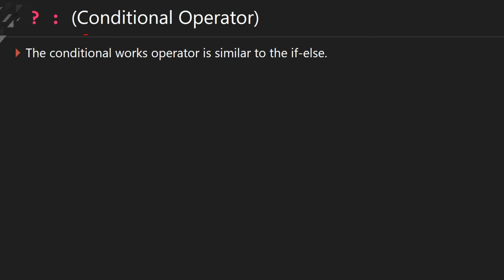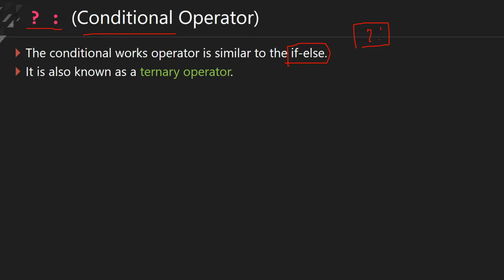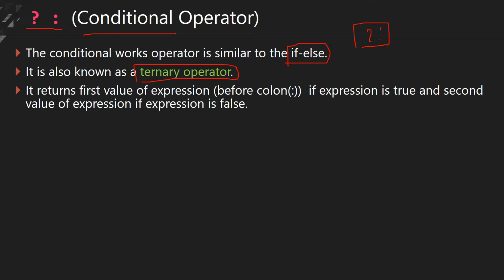The conditional operator is a question mark followed by a colon. This is called the conditional operator. Instead of using an if statement, if else statement, or simple if statement, you can go with the conditional operator. It is similar to the if else. It is also known as the ternary operator. The ternary operator returns the first value of the expression.